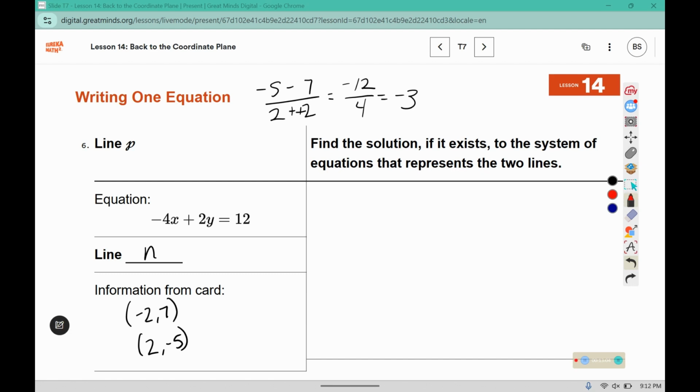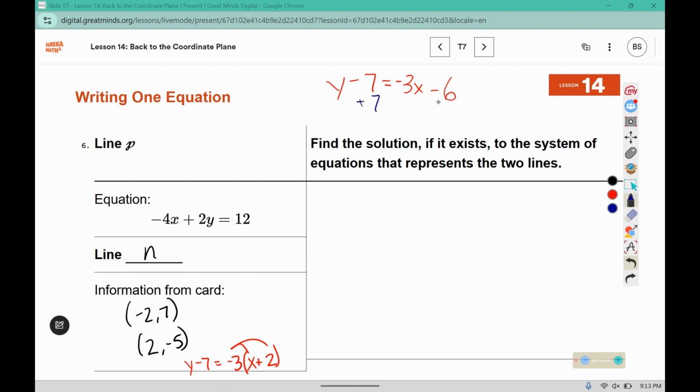Now we'll need to write it in point-slope form. y minus y1, or y, we can use the 7, equals m times x minus x1. Remember, change that to plus a positive 2. Let's change this into slope-intercept form to make it easier for substitution. Here we're going to distribute that negative 3. So negative 3x, negative 3 times 2 is negative 6. Add the 7 to both sides. And the equation of the second line is y equals negative 3x plus 1.